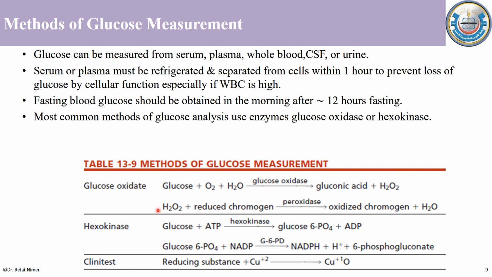Or you can use hexokinase: glucose in the presence of ATP and hexokinase enzyme forms glucose 6-phosphate and ADP. Then glucose 6-phosphate with NADP in the presence of glucose 6-phosphate dehydrogenase forms NADPH and 6-phosphogluconate. Then you can measure the transformation of NADP to NADPH in the presence of these two enzymes. These are the two methods, the glucose oxidase and the hexokinase method.